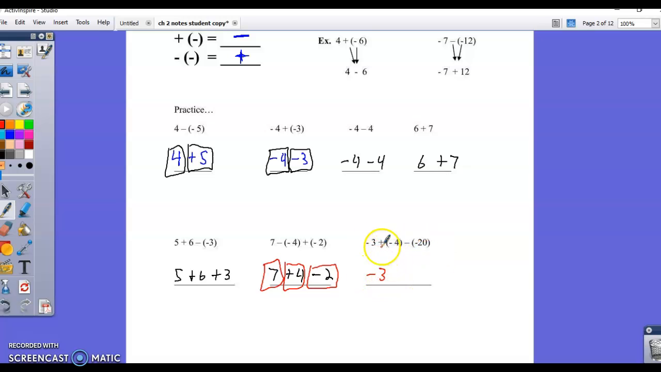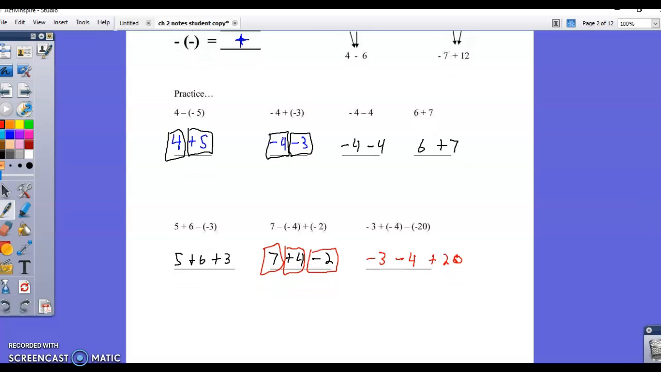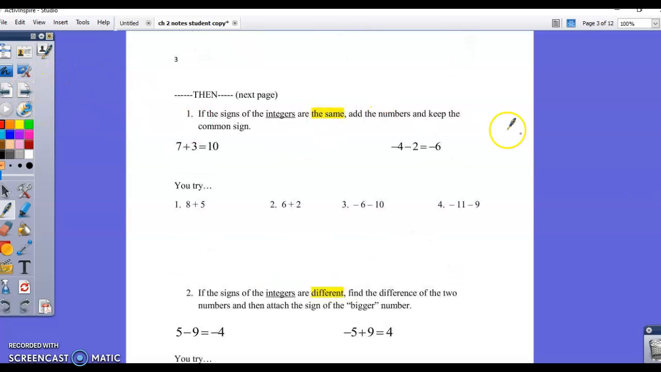Negative 3 plus a negative, that becomes a negative. Minus a negative becomes a positive. And it's just a way to clean up the problems. Finally, the rules with adding or subtracting. Now, we're going to use our calculator quite a bit, but if you ever want to do mental math, this is the rule within how we do this.